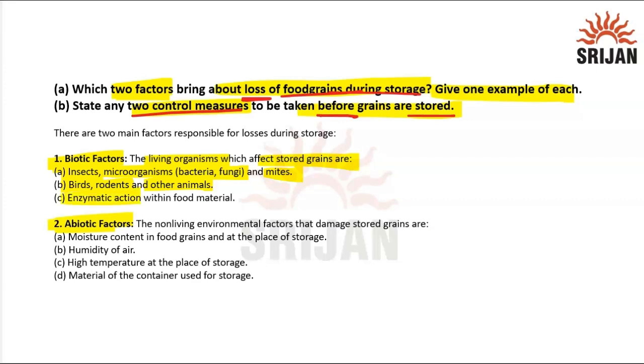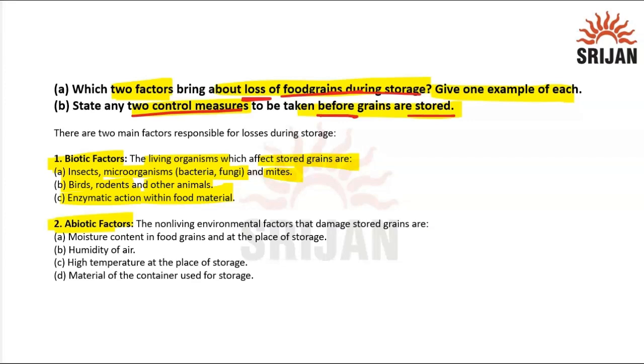Then sometimes enzymatic action within the food material is also one of the reasons, like if the conditions are not good enough for the storage of the food grain. If you just leave them in the open sun, there will be some enzymatic action which leads to the spoilage of the food material.